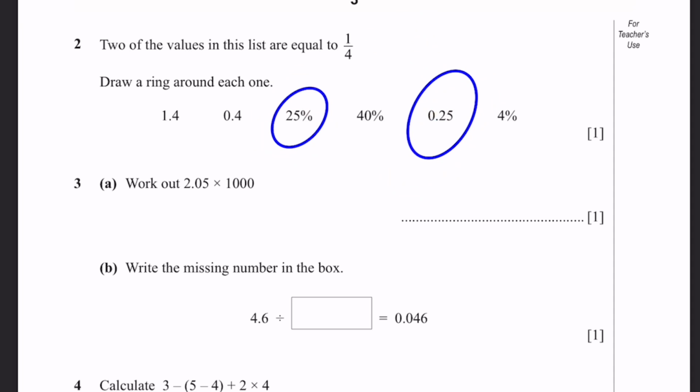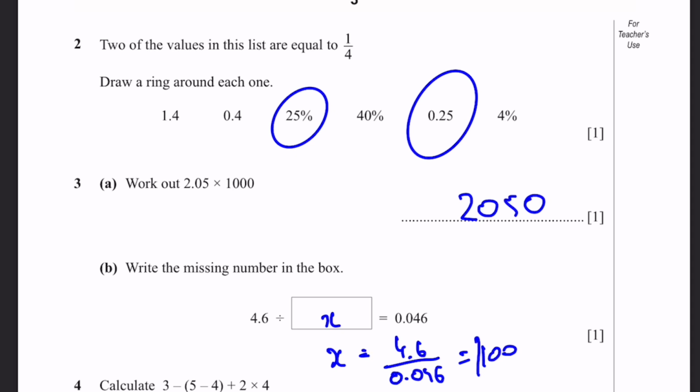Question 3. A. Work out 2.05 times 1,000. 2,050. Quite a straightforward answer. B. Write the missing number in the box. 4.6 divided by dash is equal to 0.046. Let's take this as x. That means x is equal to 4.6 divided by 0.046, which is equal to 100. That's the answer. Just write that over here.